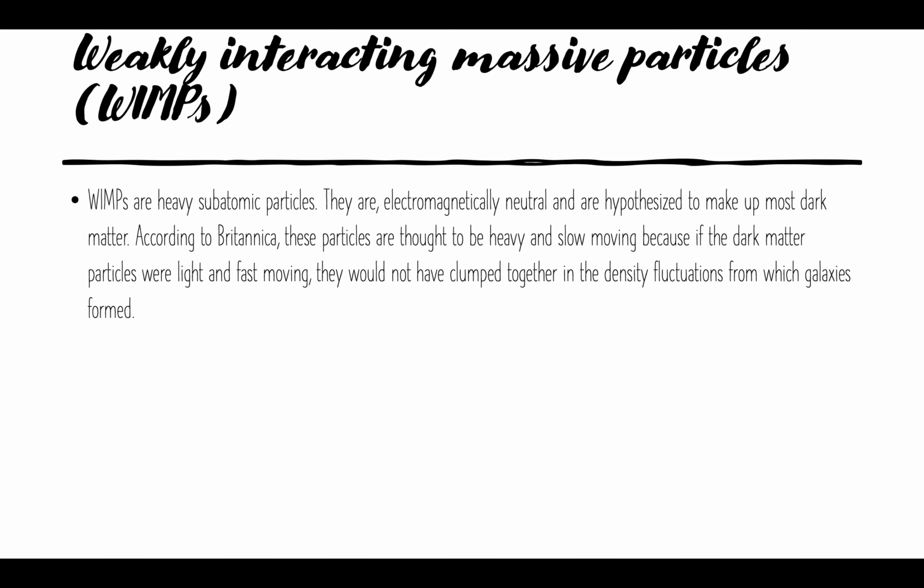One of them that is the most popular that I found was something called weakly interacting massive particles, shortened is WIMPs. And WIMPs are heavy subatomic particles. They are electromagnetically neutral and are hypothesized to make up most dark matter. And according to Britannica, these particles are thought to be heavy and slow moving. And it's thought to be this way because if the dark matter particles were light and fast moving, they would not have clumped together into density fluctuations from which galaxies form.